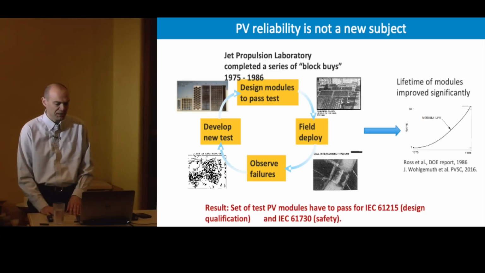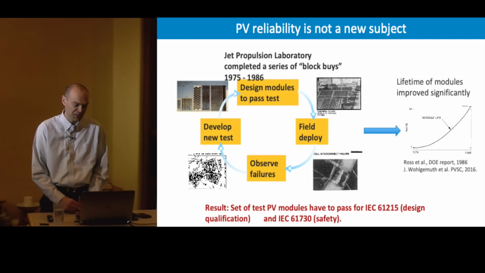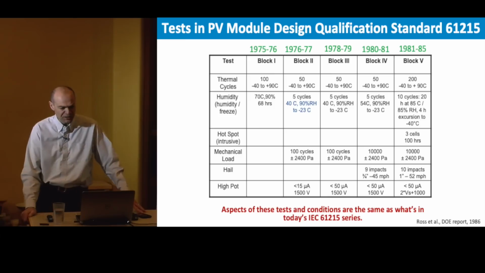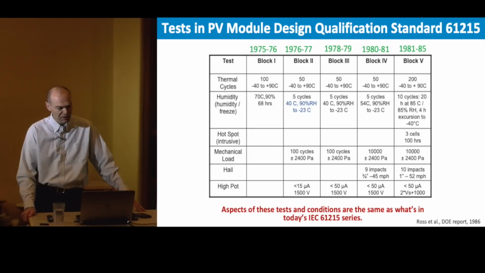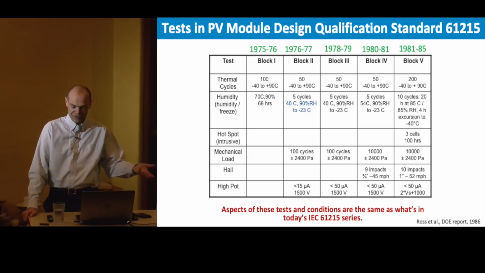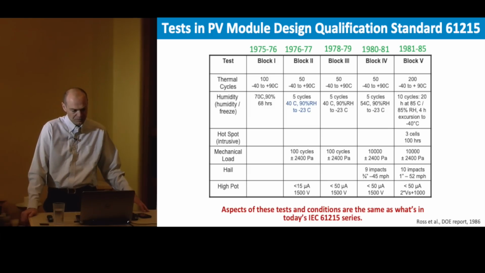And something that's really important that came out of this is the Design Qualification Standard, IEC 61215, that we still use today, and the Safety Standard 1730. Some of the tests that were developed during this time frame are shown here, divided by these different blocks. There's thermal cycling, humidity freeze, hotspot, mechanical load, and they're actually hail tested. So these modules have to pass this test. In block 5, they had to withstand 10 impacts of 1-inch hail at 50 miles an hour.